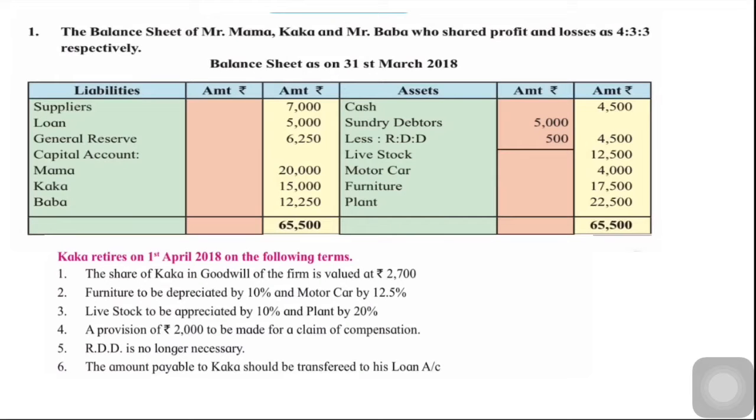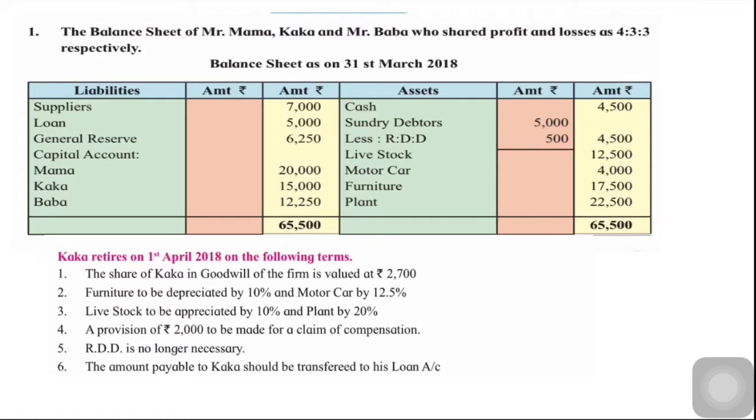Okay. Today let us solve this sum. Balance sheet of 3 partners is given to us, Mama, Kaka and Baba. The profit sharing ratio is 4:3:3. Kaka retires on 1st April 2018. So the balance sheet is made on 31st March 2018 and Kaka is retiring on 1st April 2018.